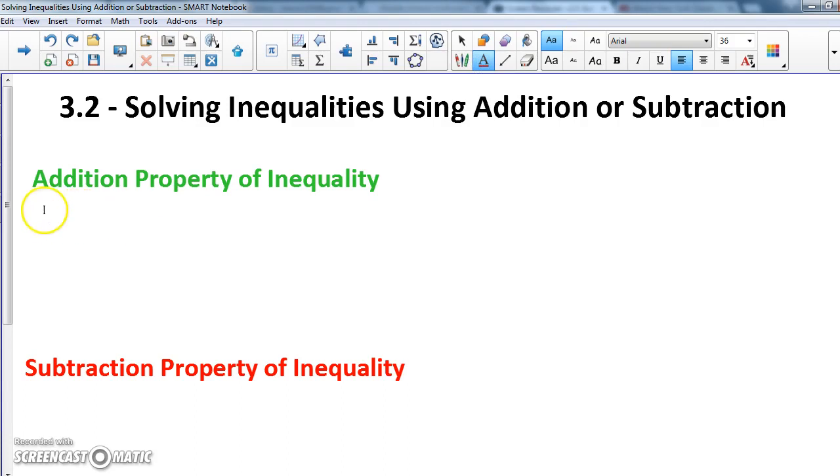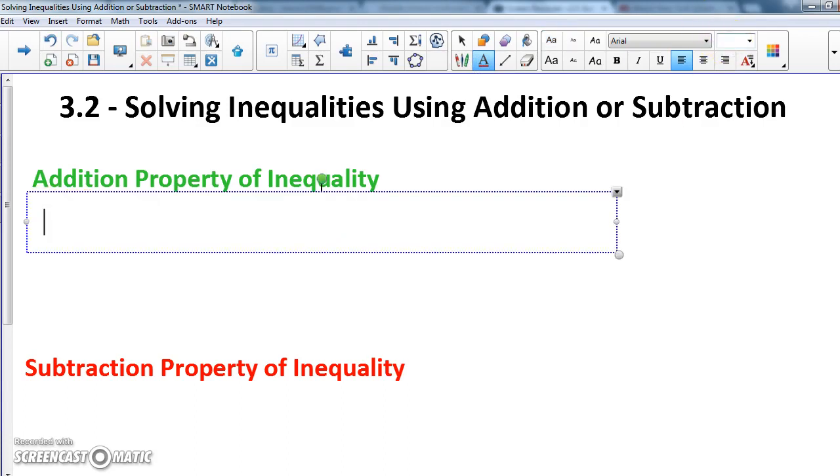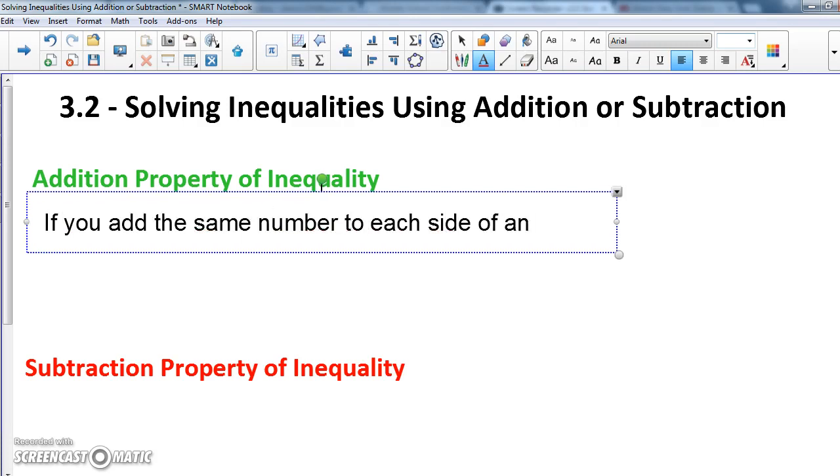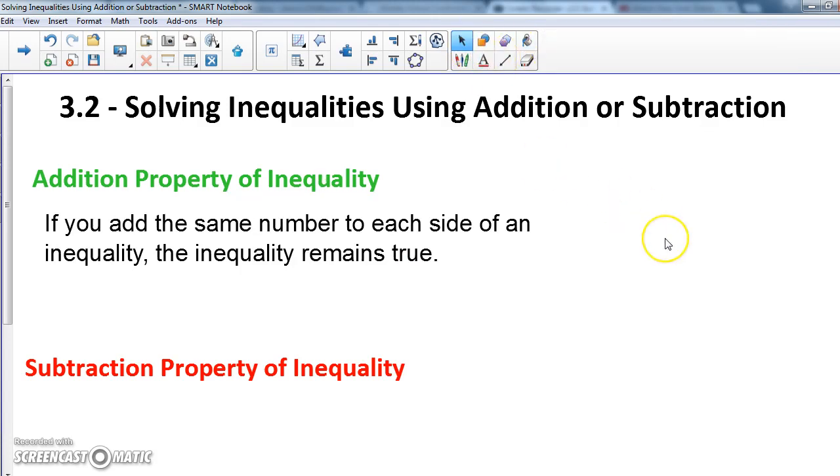The first one is the addition property of inequality, and that's actually the same as the equality property. And I'm going to go ahead and explain that to you. So this property says that if you add the same number to each side of an inequality, then the inequality remains true. Okay? So that just means, in other words, when you are solving an inequality and you have to get x by itself and you need to do something like adding 5 to both sides, as long as you do it to both sides, you're good to go.